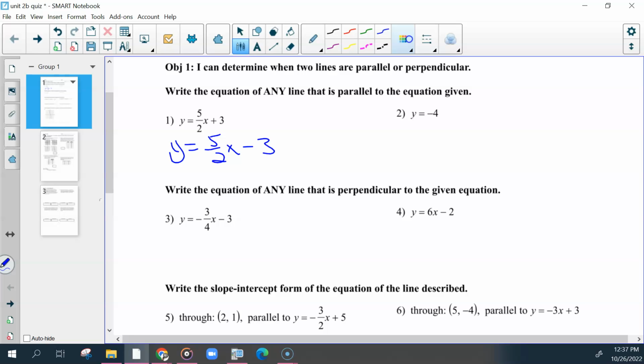Two is similar. If it has to be parallel, the slopes have to be the same. So it means it's going to look similar because the only type of equation that has the same slope is another y equals equation. So you can make that a positive 4, a different number. You just can't make it the exact same. Questions on those two?